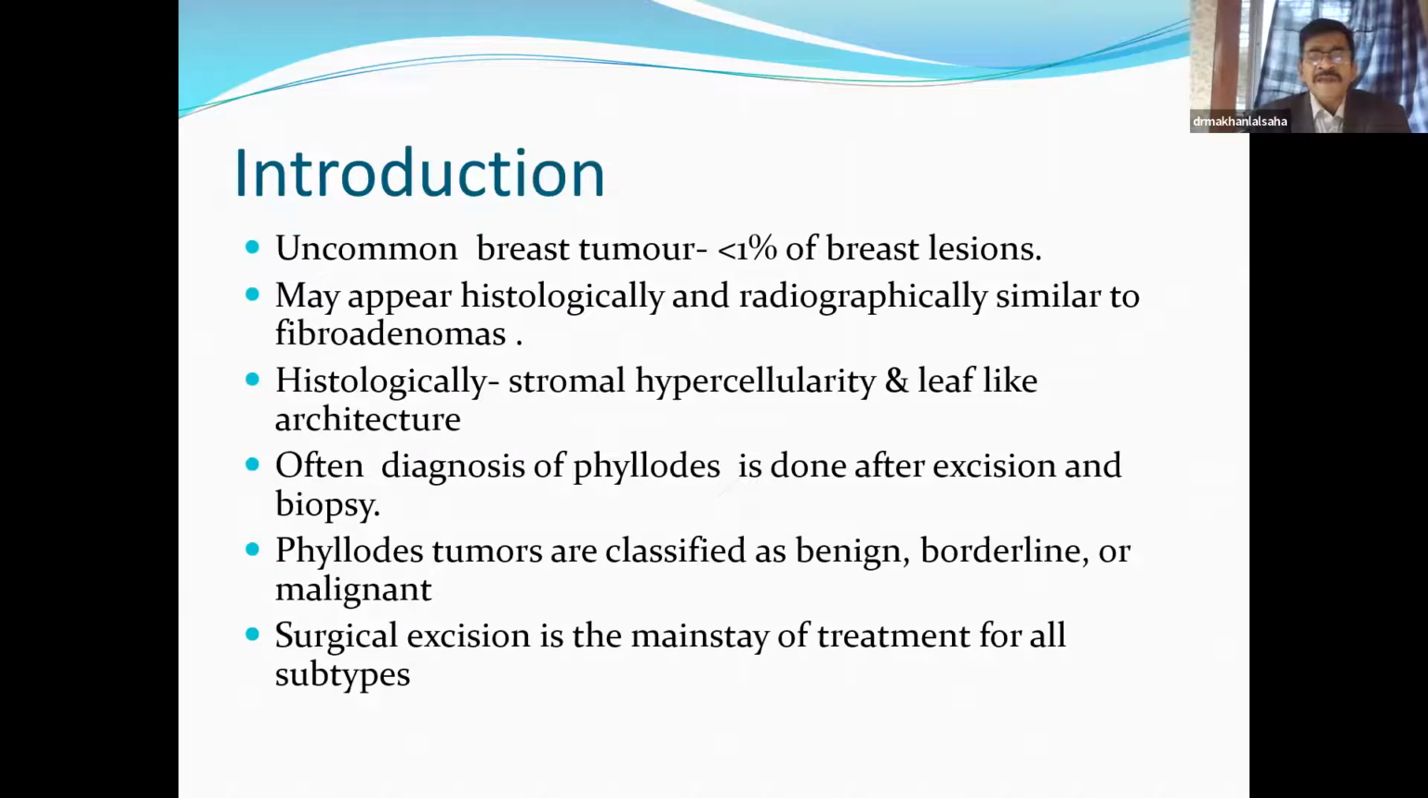So this is a very uncommon breast tumor. It comprises less than 1% of breast lesions. But the problem with this is it may appear clinically, histologically, relatively similar to fibroadenomas. Histologically, these tumors have stromal hypercellularity and a leaf-like architecture. Often diagnosis of Phyllodes is made after excision and biopsy.